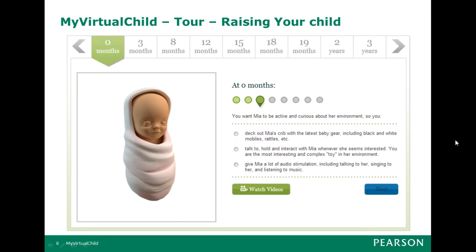This is an example of a decision point they've got to make. So it says here that the child, Mia, we want them to be active and curious about the environment. So the virtual parent can decide to either deck out the crib with the latest baby gear, black and white mobiles, rattles, get as much interesting stuff for them, or they can talk to and hold and interact with their baby as much as they want. Or they can give lots of audio stimulation, talking, singing, and listening to music. And none of these might be right or wrong, but they might certainly affect the development of that child.